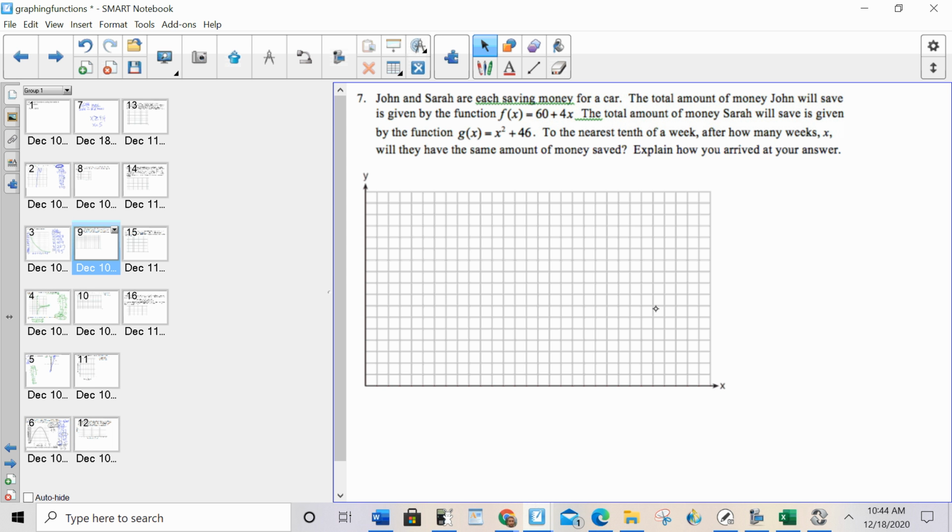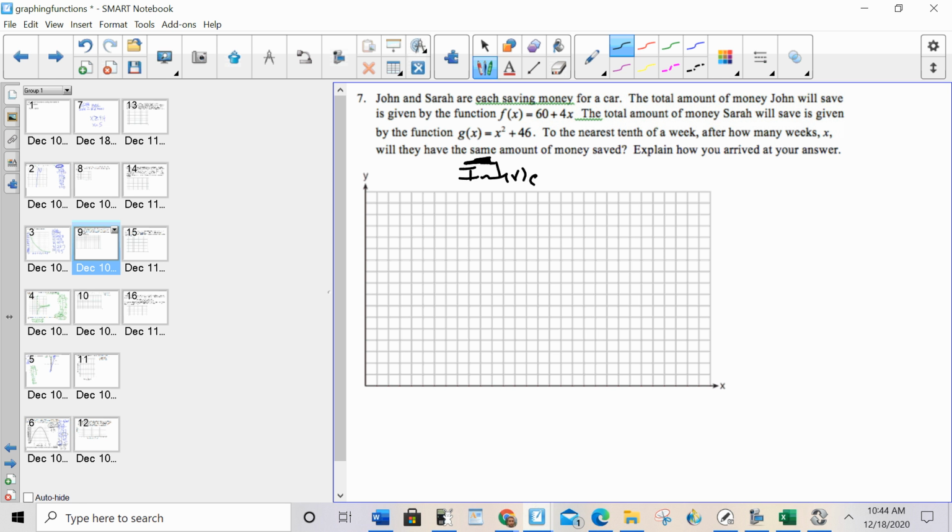John and Sarah are saving money for a car. The total amount of money John will save is given by f of x, and Sarah's is g of x, to the nearest tenth. After how many weeks will they have the same amount of money? For the same amount, we need to find the intersection.